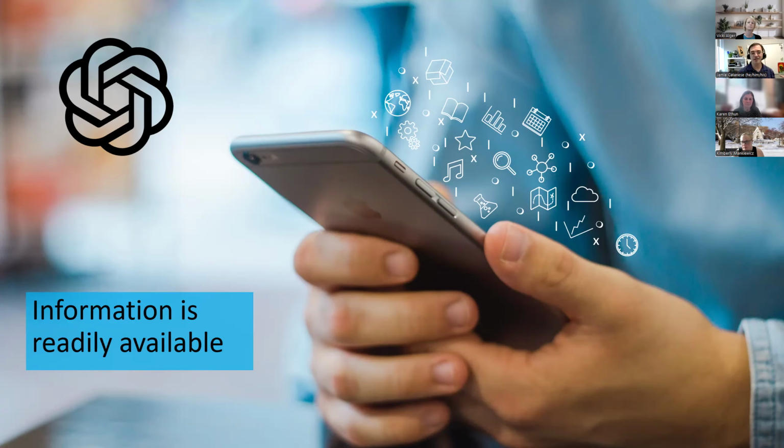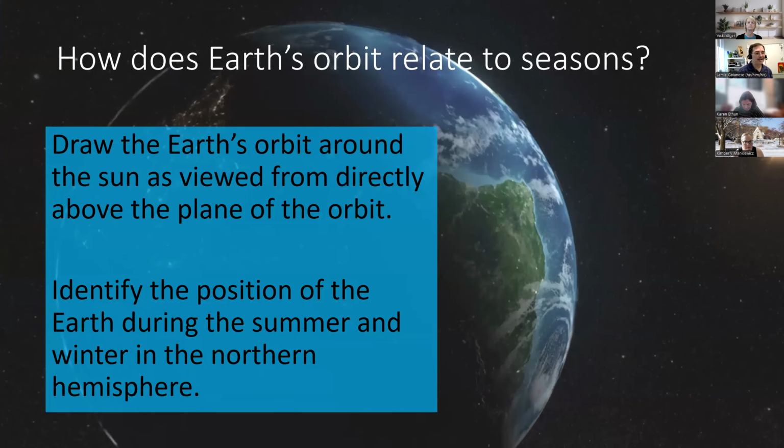And so to demonstrate that, this is where I need your pen and paper. I'd like you to draw. I'm going to give you about 30 seconds here. I'd like you to draw Earth's orbit around the sun, viewing from above the plane of that orbit. And then on your image, where should the Earth be during summer and winter if you're thinking about the northern hemisphere? I'm going to give you 30 seconds to jot something down.